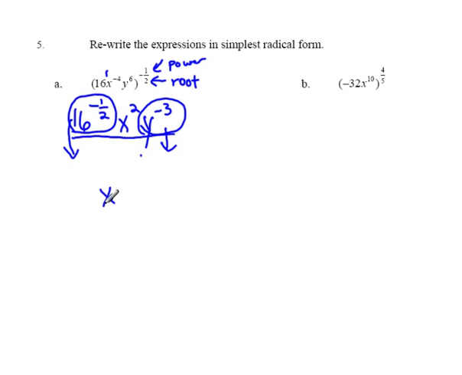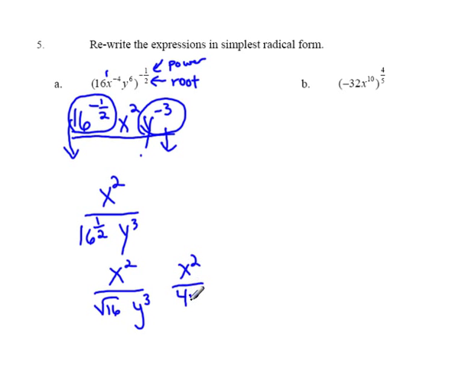So this becomes x squared, which stays in the numerator. Its exponent was positive. 16 moves down and its exponent becomes positive 1/2. Y to the negative 3 moves down and its exponent becomes positive 3. Okay, so the only thing that needs to be converted to radical form would be this 16 to the 1/2, which of course we know means the square root of 16 to the first power. And that's a perfect root, so that would be x squared over 4y cubed. And that would be your final answer in simplest radical form. As it turns out, we didn't need any radicals in our answer.